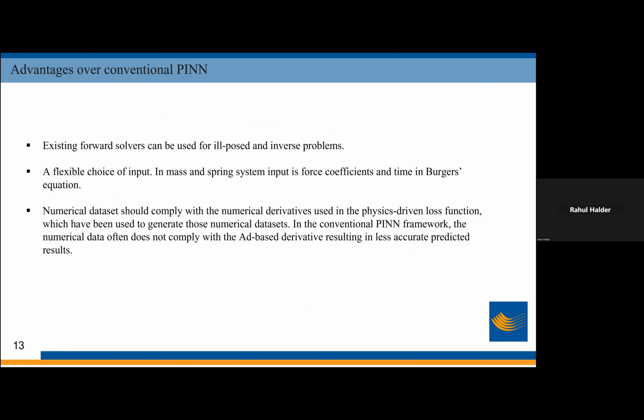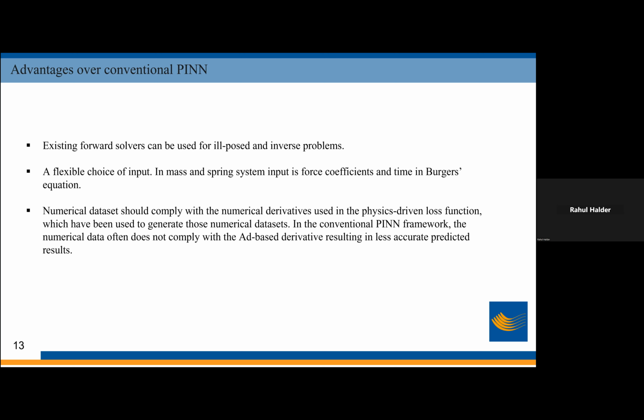The advantage over conventional PINN is that, as I told you, an existing forward solver can be used for ill-posed and inverse problems. Another thing is a flexible choice of input. Of course, you can use any kind of input in conventional PINN too, but this eliminates the requirement of spatiotemporal input like X and T, which is required in conventional PINN because you need to compute the derivative using automatic differentiation. But here, since we eliminate the automatic differentiation part and get it from the discretized solver, you don't need to worry about whatever input you are considering.